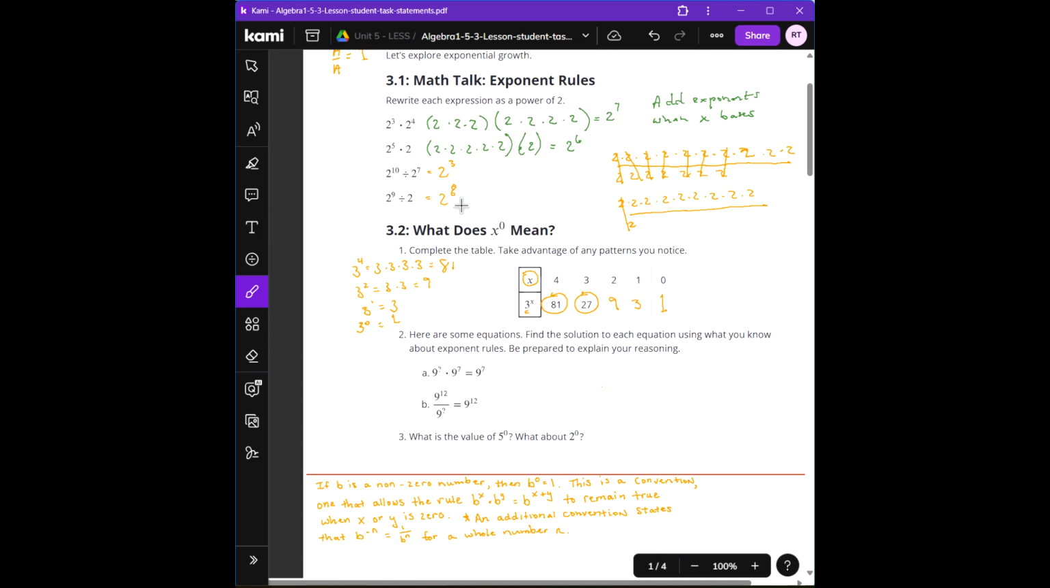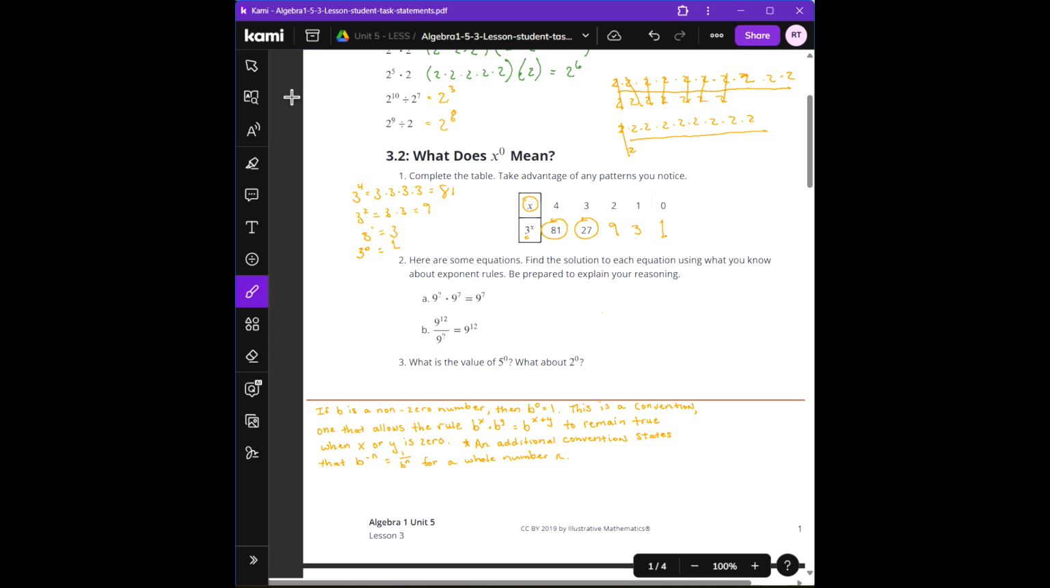So I wrote down something that was in our 8th grade Unit 7 materials. If b is a non-zero number, basically if it's anything other than 0, then b to the 0 equals 1. This is a convention, one that allows the rule b to the x times b to the y to equal b to the x plus y to remain true when x or y is 0.